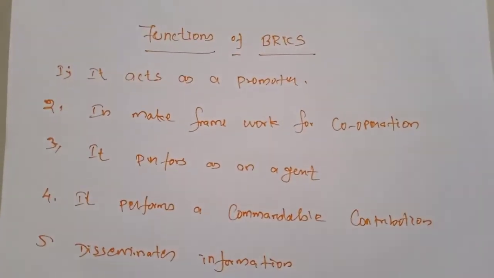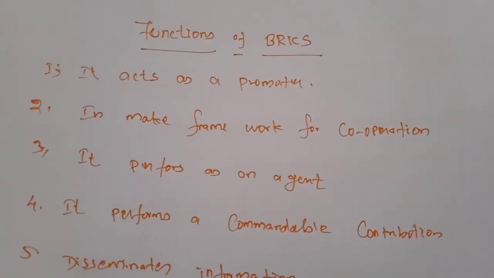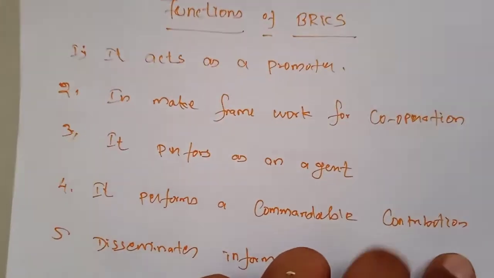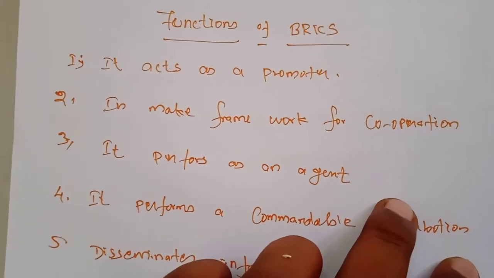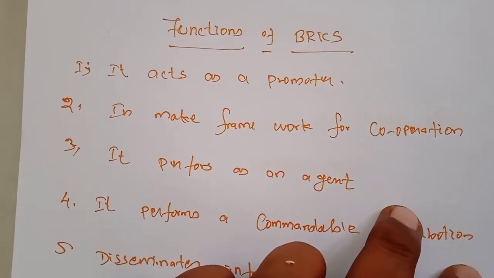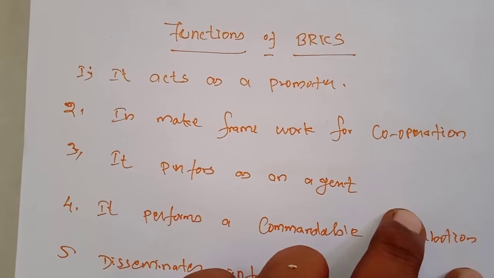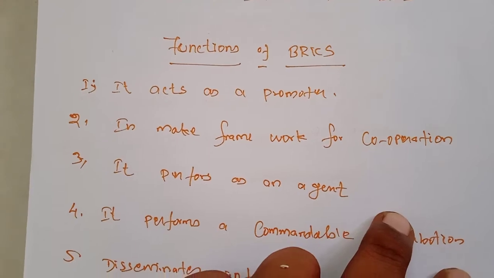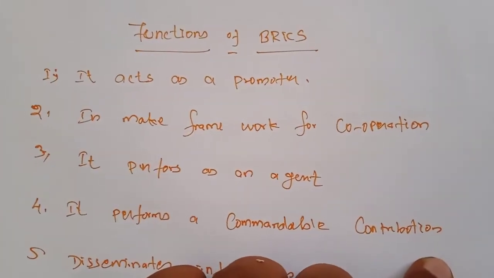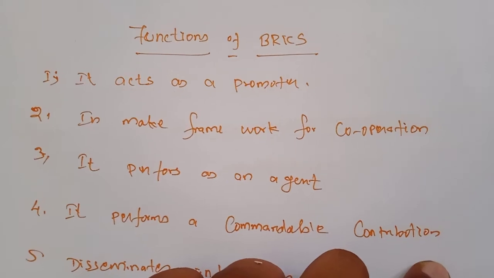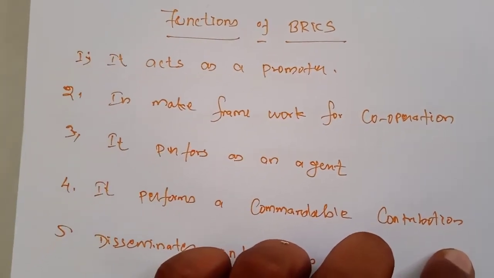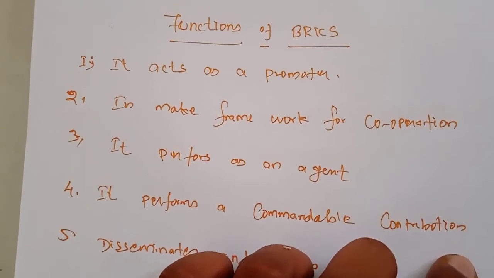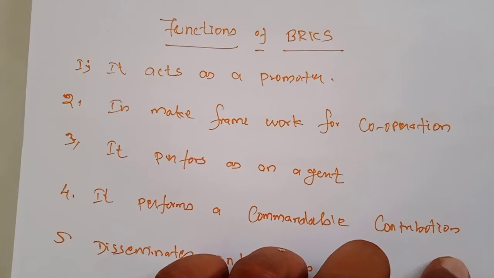Next, functions of BRICS. What are the functions undertaken by BRICS? BRICS acts as a promoter of a more legitimate international system and also advocates reform of the United Nations Security Council. Next, this group of nations is especially meant for a South-South framework for cooperation.